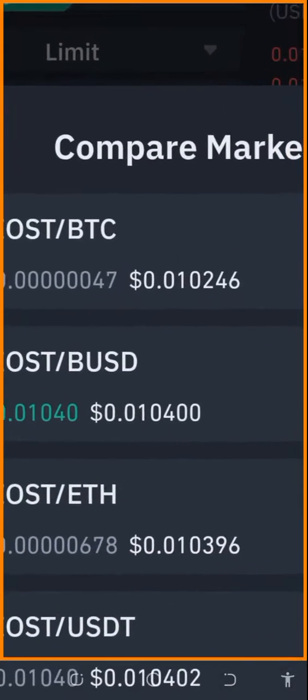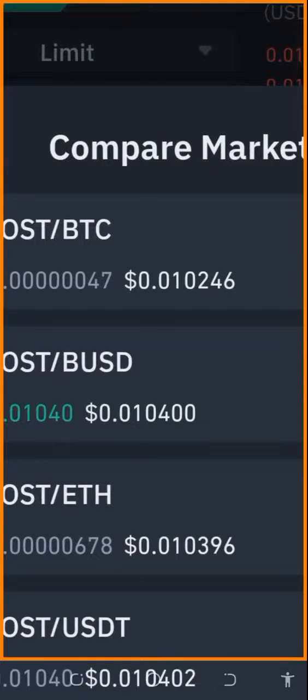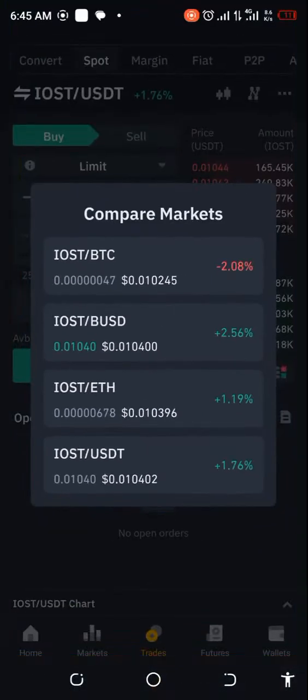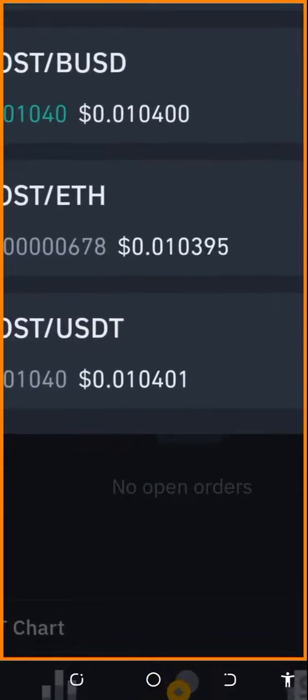Can you see that IOST BTC is 0.0102? It was supposed to be 0.0104, almost the same value as what we're doing now. At this point, BTC went up a bit, and all of a sudden you can see here that USDT now is 0.0104.